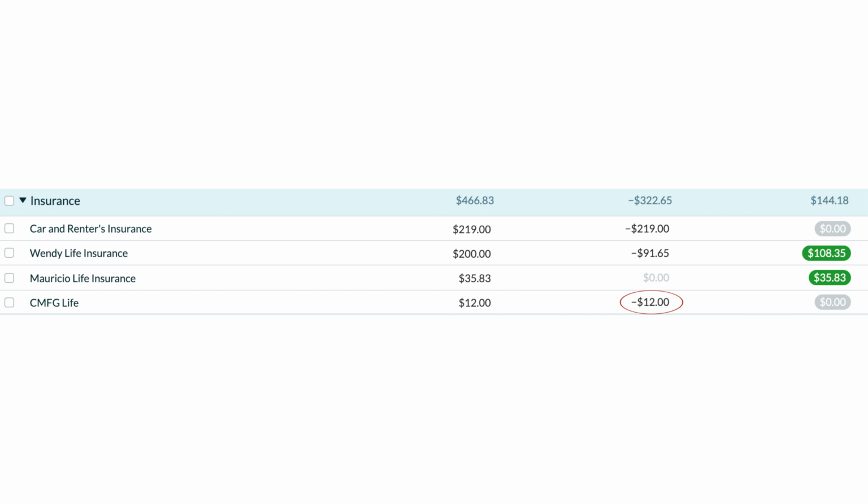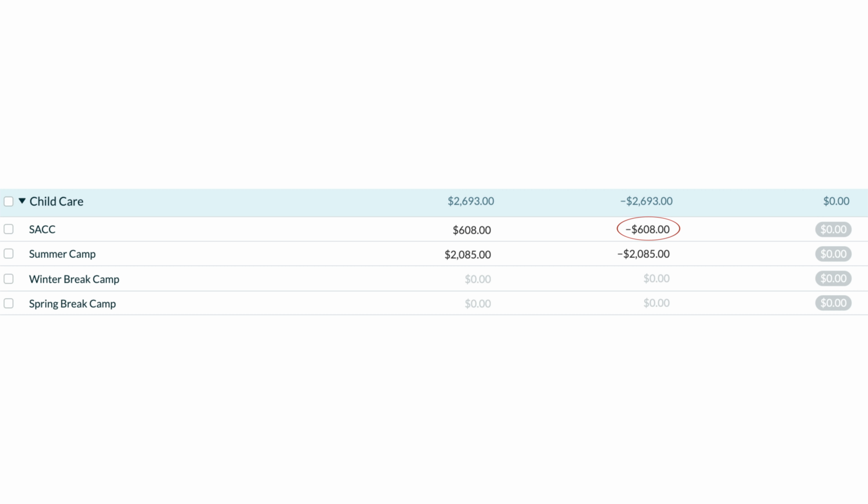So in the childcare category, we spent $608 in the before and after care category, which is what we had planned. And then we went ahead and finally registered Melina for summer camp for the whole summer at $2,085. And all of that money came from our sinking funds.